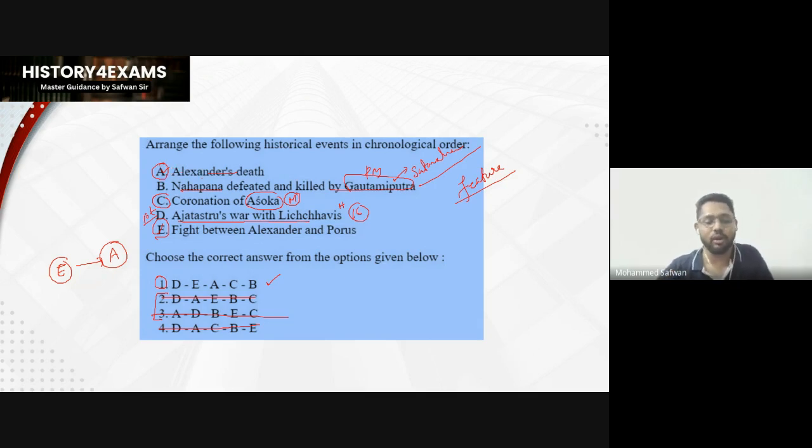So this is the model of question that you can expect. This one was also asked in the 2023 prelims examination, not the 2023 February NET examination.